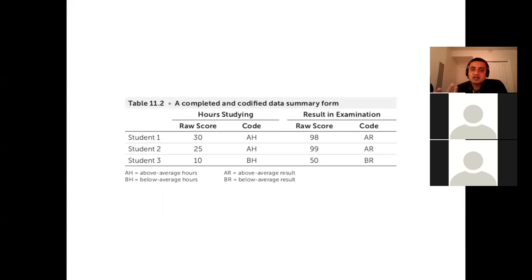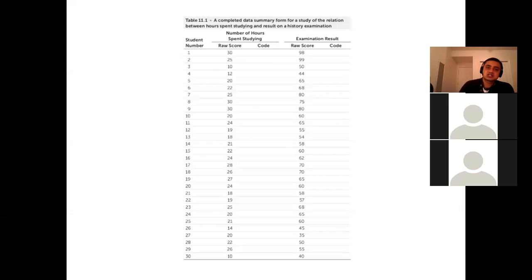So then they codify. It's a summary form, then you codify the data. So what you do then is you create code. If you look at this, next to each person, you can say, let's say the average number of hours studied. You can make an average of all of these numbers. Let's say the average number of hours studied is 20. Anyone that studies over 20 is considered above average hours. Anybody that studies below 20 is considered below average. And then you can codify.